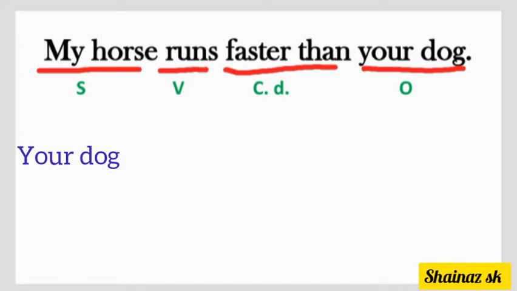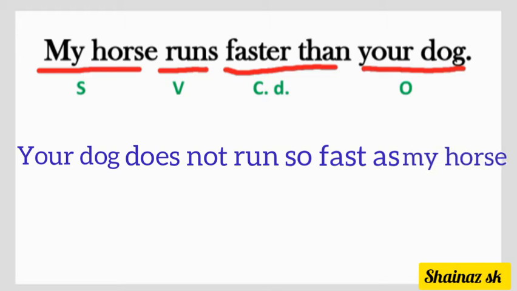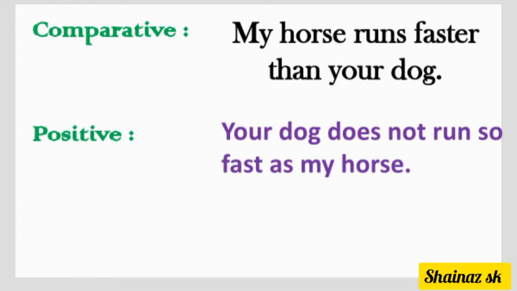Okay. So in the given sentence, runs is in the positive sense. So we will change into the negative. So we will write does not run. Okay. Now we have to change comparative degree to positive degree. So here we will write the positive degree of faster, that is fast. But before that we will use so fast as. Okay. Then we will bring the subject in the object place, that is my horse. So the transformed sentence from comparative degree to positive degree will be like this. Your dog does not run so fast as my horse.